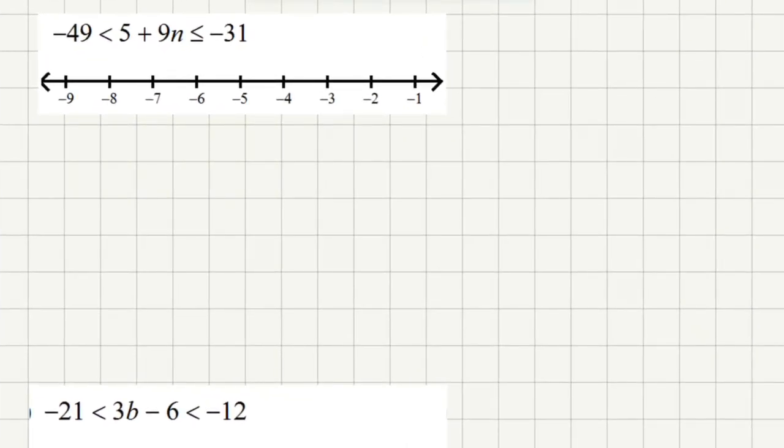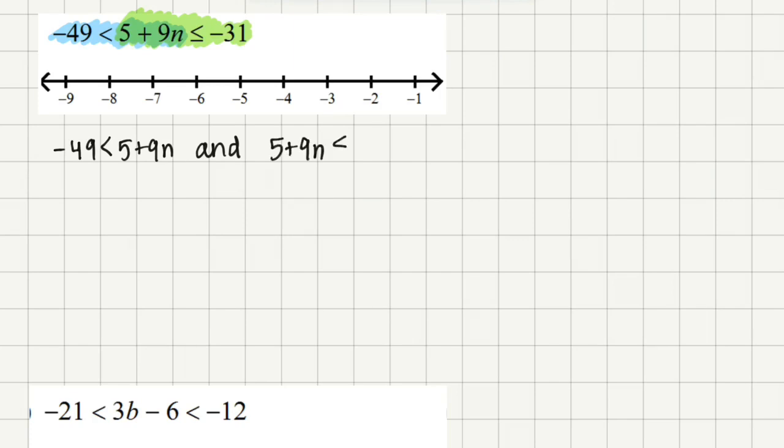Here's another way to write a compound inequality. We have two things happening here. We have negative 49 is less than 5 plus 9n. We also have 5 plus 9n is less than or equal to negative 31. So I'm going to rewrite those two inequalities. Negative 49 is less than 5 plus 9n, and we have 5 plus 9n is less than or equal to negative 31. Now we can solve this inequality the same way that we've been solving the inequalities up to this point.